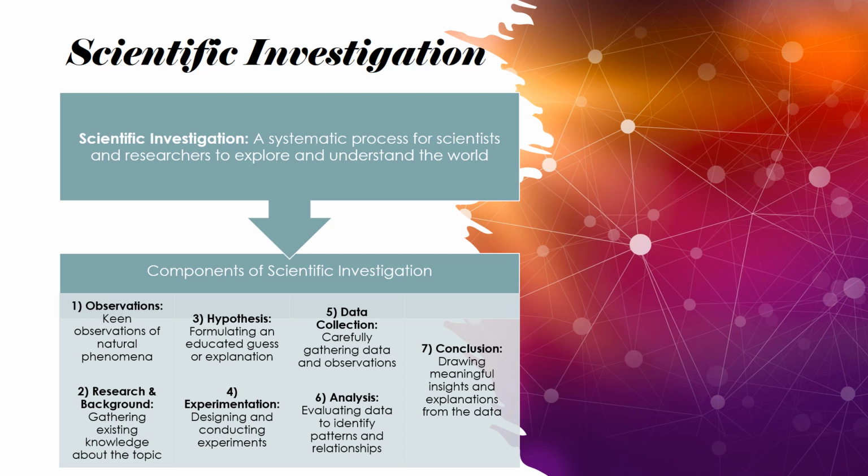5. Data collection. During the experiments, we meticulously collect data, numbers, measurements, and observations. This data helps us evaluate our hypothesis. 6. Analysis. After we've gathered enough data, it's time for analysis. We crunch the numbers, create graphs, and look for patterns. This step is critical in drawing meaningful conclusions. 7. Conclusion. Finally, we draw conclusions based on our data and analysis. Did the results support our hypothesis? If so, great. If not, it's back to the drawing board to refine our ideas.